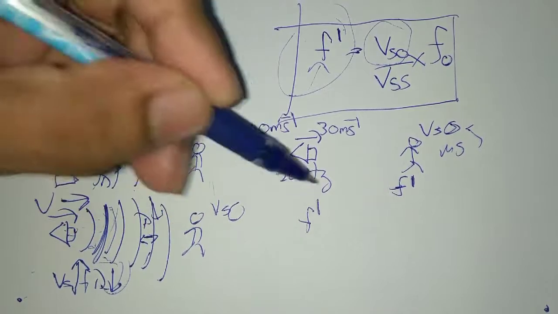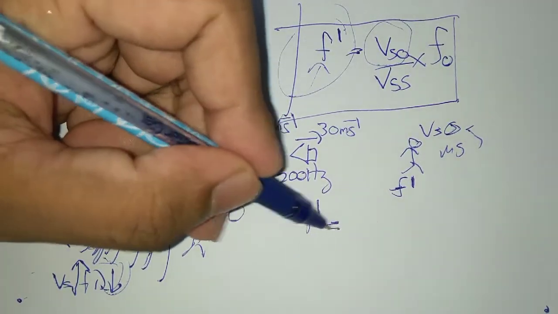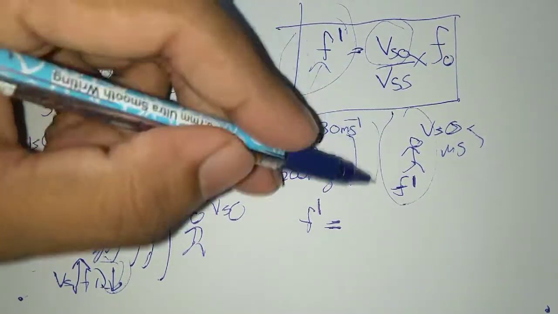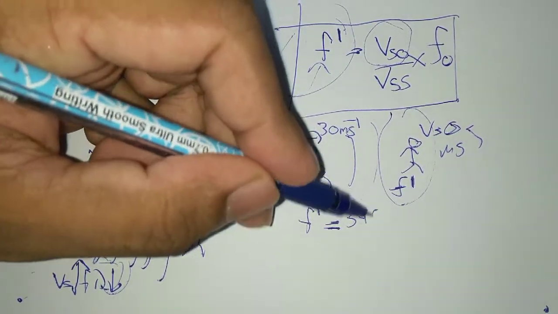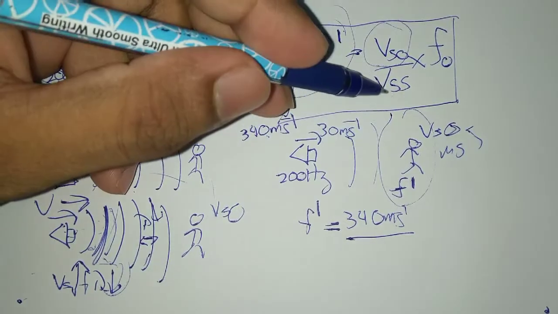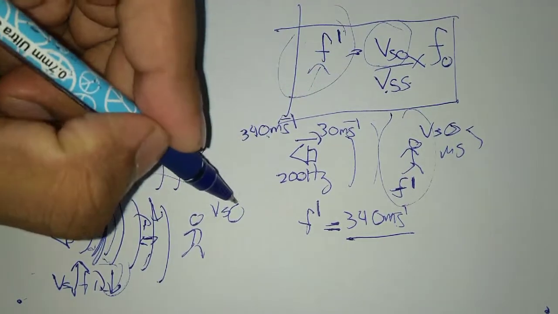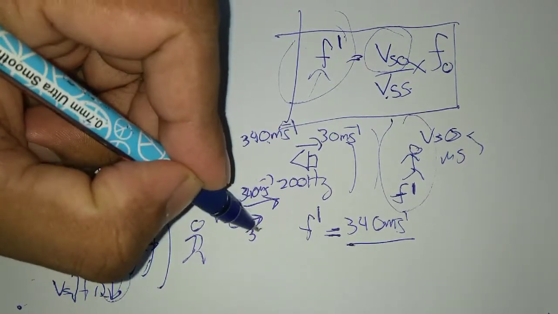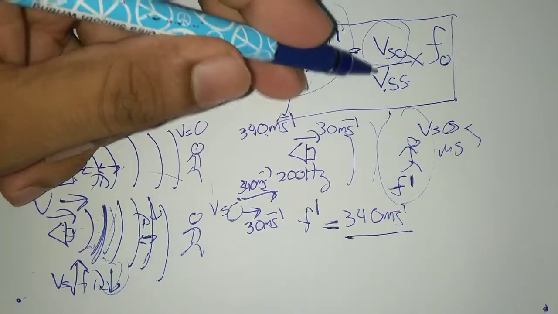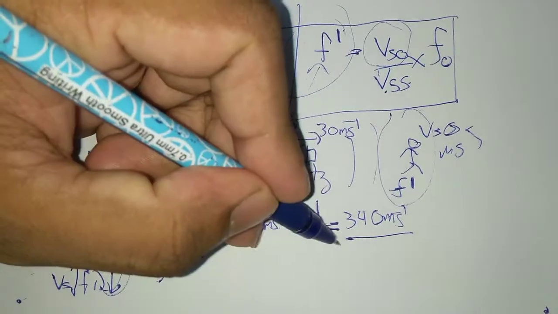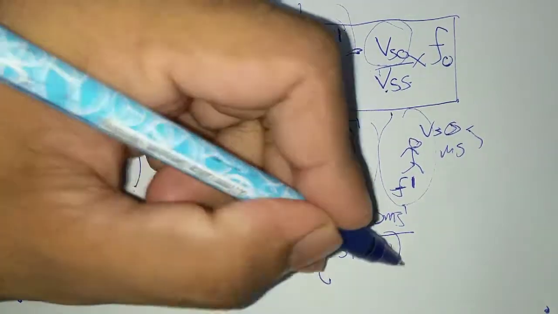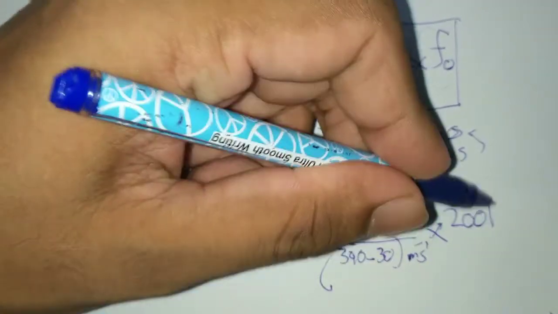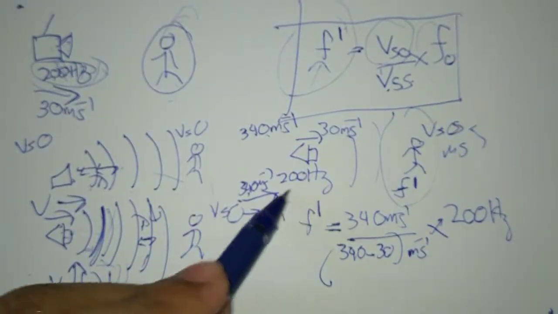Now to do that, f dash, the apparent frequency, is equal to the velocity of sound relative to the observer. The observer is at rest with respect to the velocity of sound, so we can take 340 meters per second, divided by the velocity of sound relative to the source. Now sound travels in this direction with a velocity of 340 meters per second, and the source also travels in the same direction with a velocity of 30 meters per second. So the velocity of sound relative to the source will be 340 minus 30 meters per second, multiplied by the real frequency, which is 200 Hertz. So simplifying this, we will get the frequency heard by the observer.